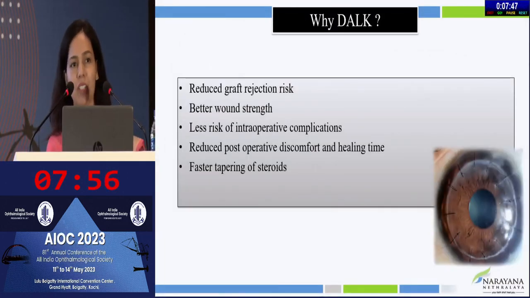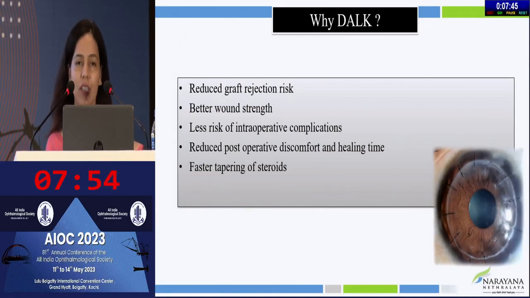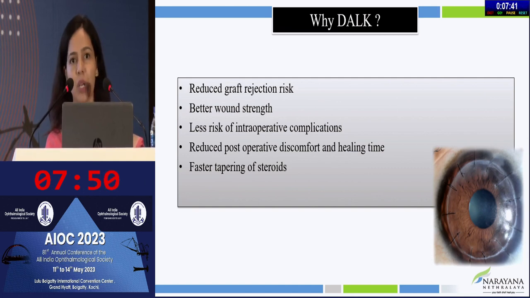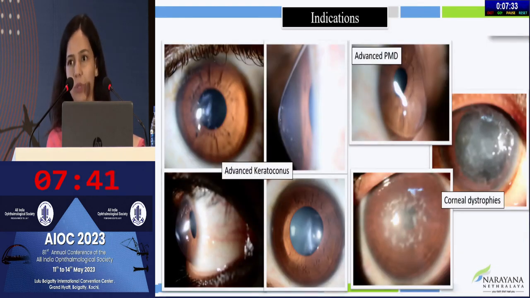So jumping right into it, I don't think any of us needs to discuss why we have DALK. Of course, by leaving behind the endothelium, we do have a much better opportunity of preventing rejections and other complications. So wherever there's an anterior pathology in the cornea, we prefer to have some form of an anterior lamellar keratoplasty, as you heard from the wonderful talks before.